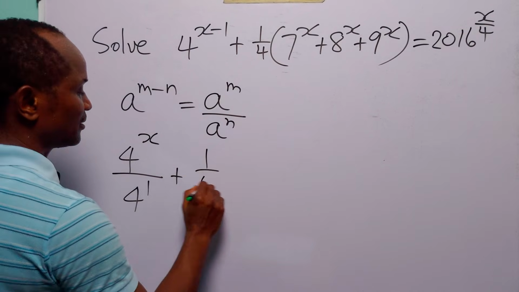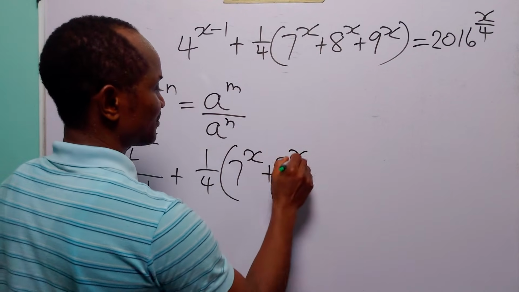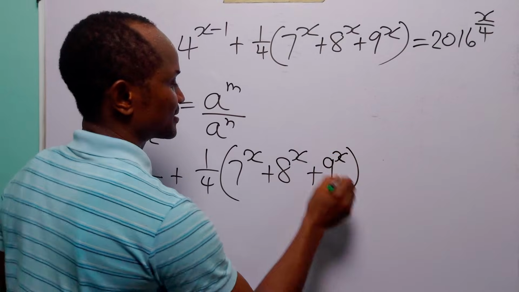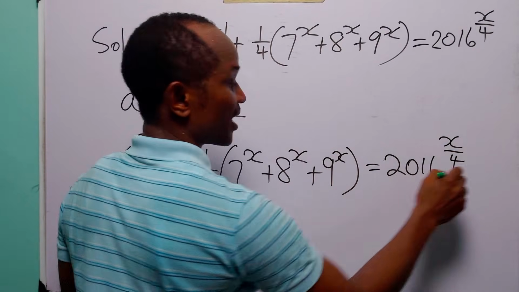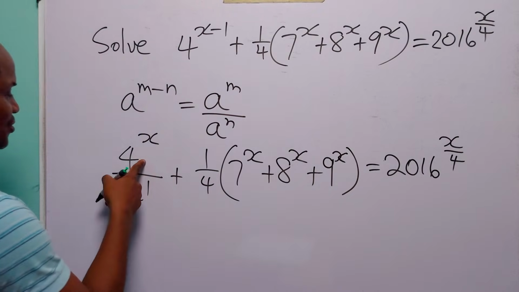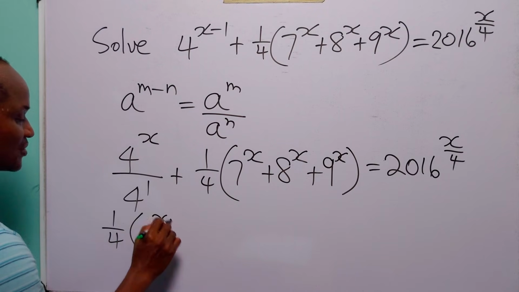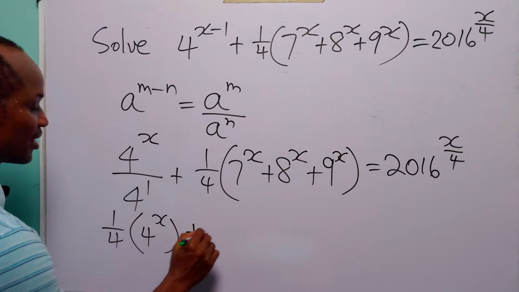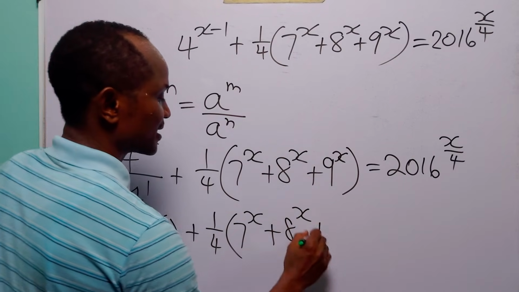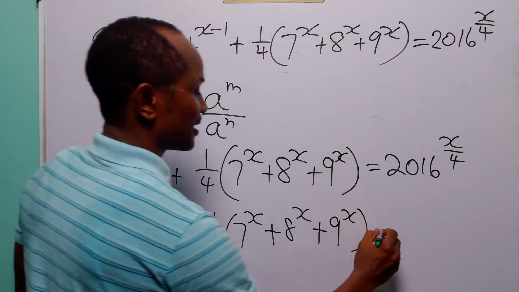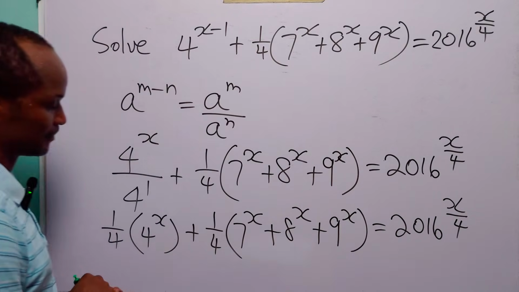Now we have 1 over 4 times 7 to the power x plus 8 to the power x plus 9 to the power x, and this is equal to 2016 to the power x over 4. Of course, you know that we can write this as 1 over 4 times 4 to the power x. Then we have 1 over 4 times 7 to the power x plus 8 to the power x plus 9 to the power x, and this is equal to 2016 to the power x over 4.